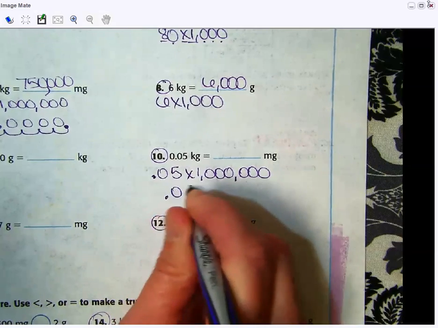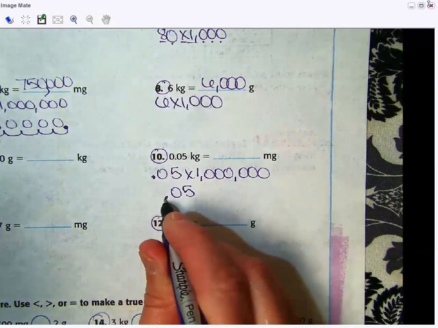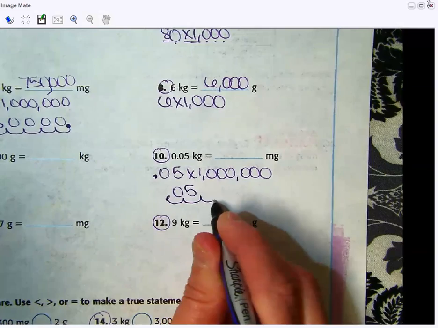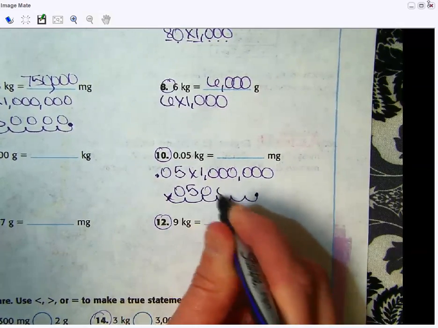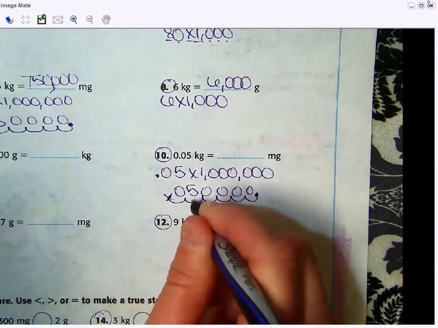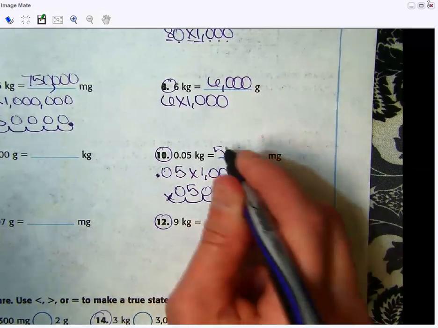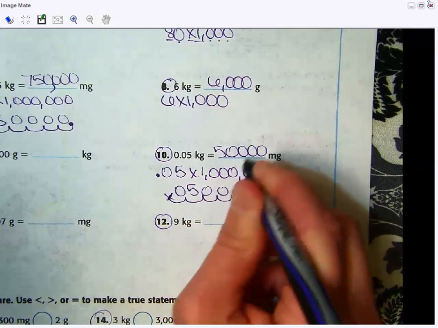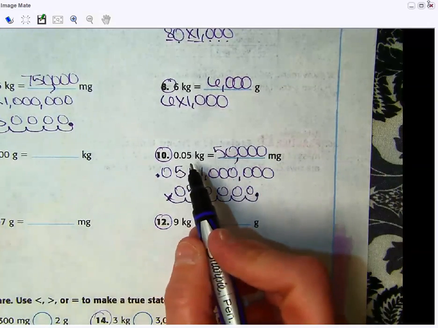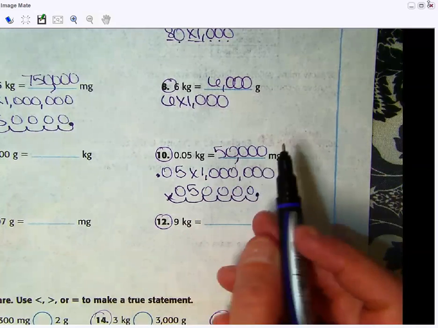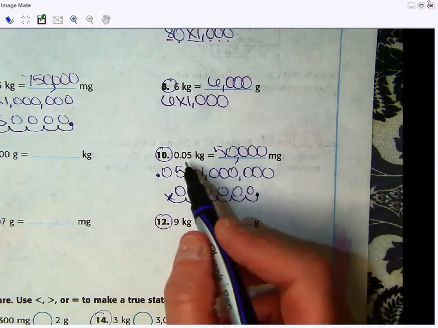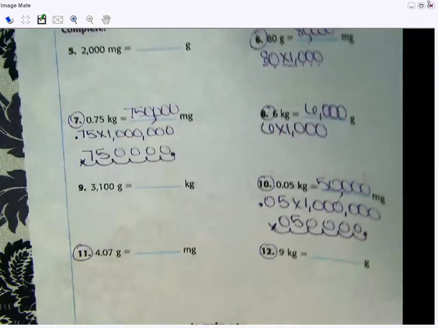Move that decimal point to make sure we do it correctly. 6 times 1, 2, 3, 4, 5, 6. 0, 0, 0, 0. So we have a 5 and 4 zeros. So we have 5/100ths of a kilogram is equal to 50,000 milligrams. So 50,000 breadcrumbs to 5/100ths of a loaf of bread.